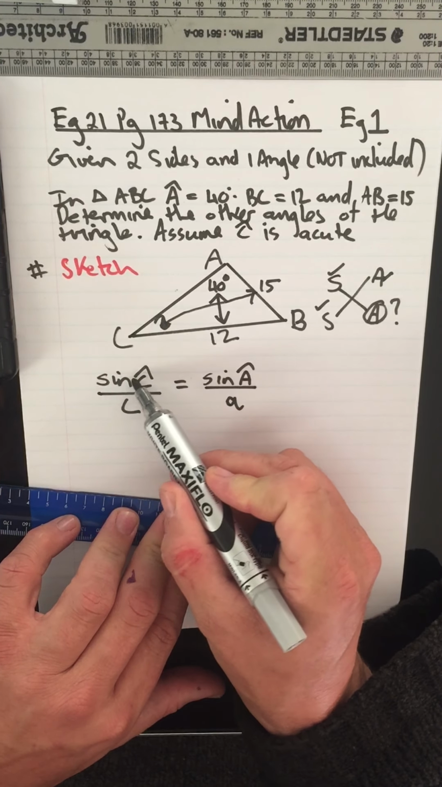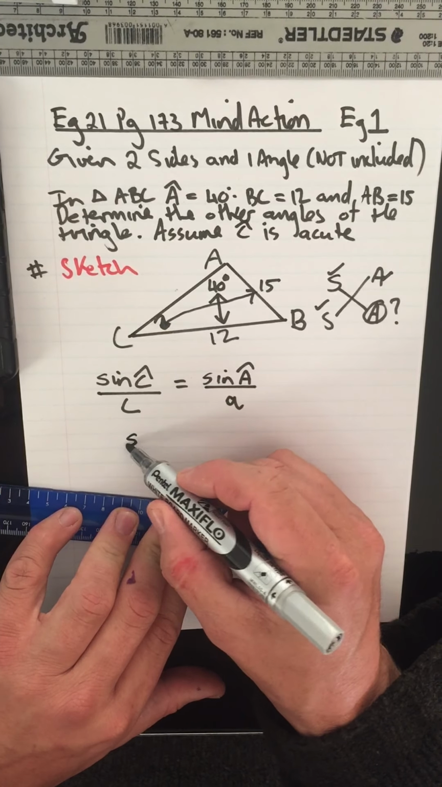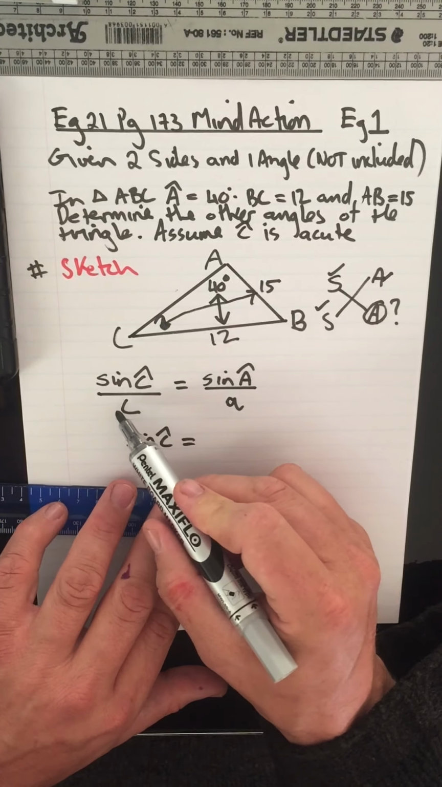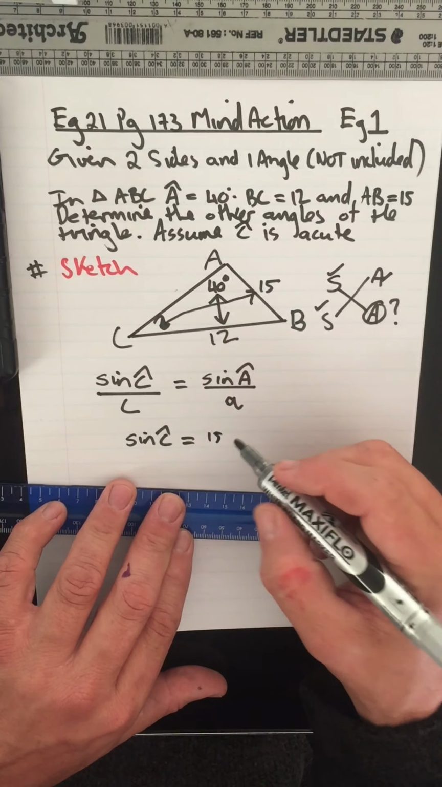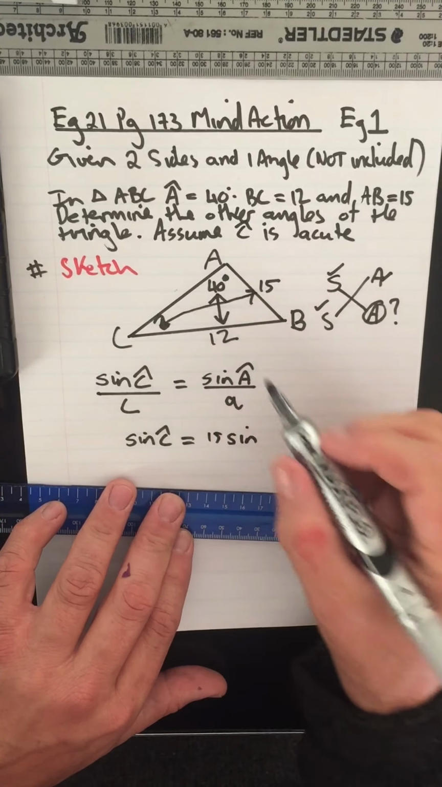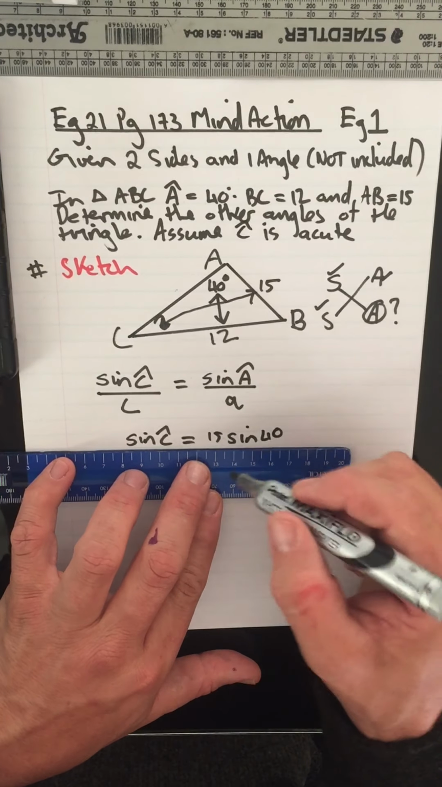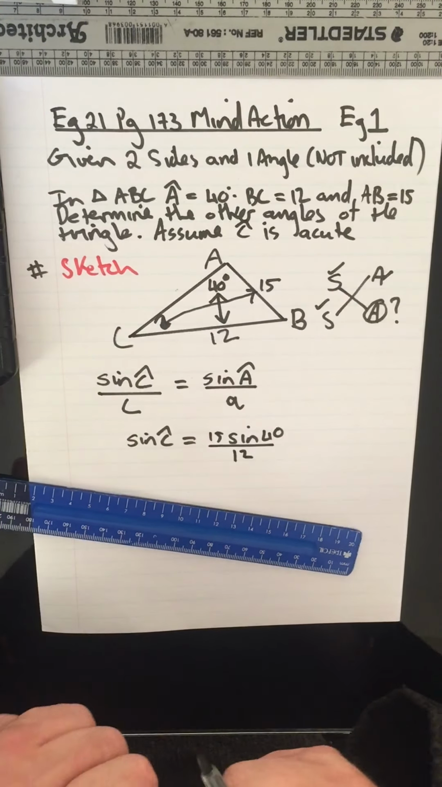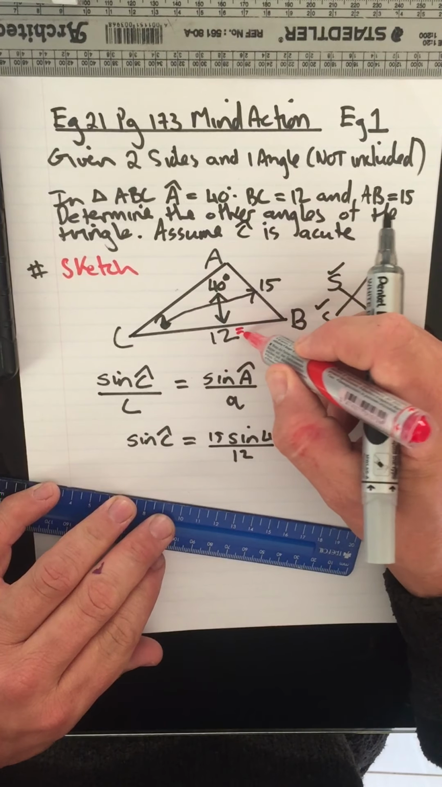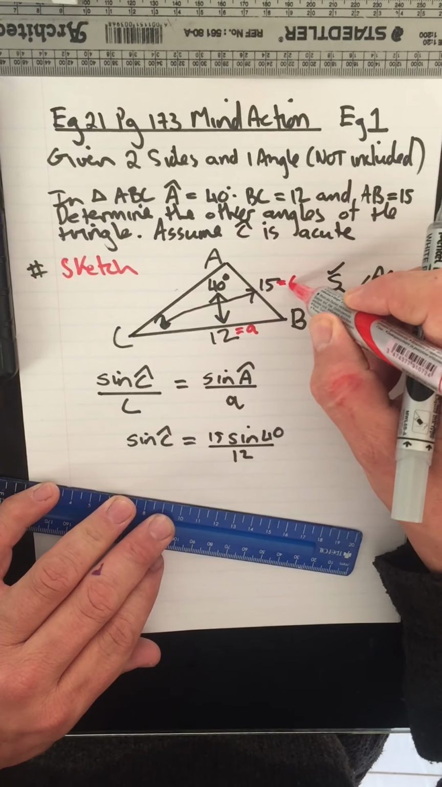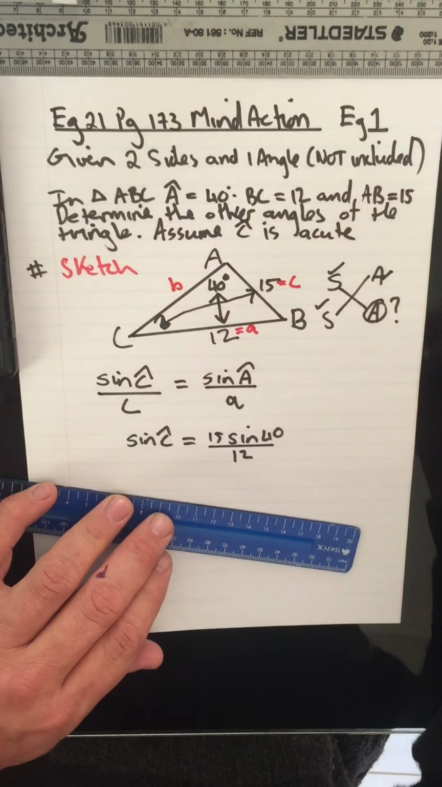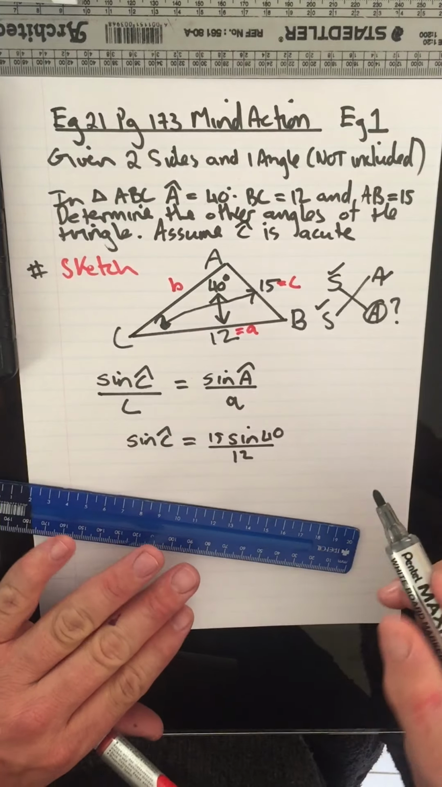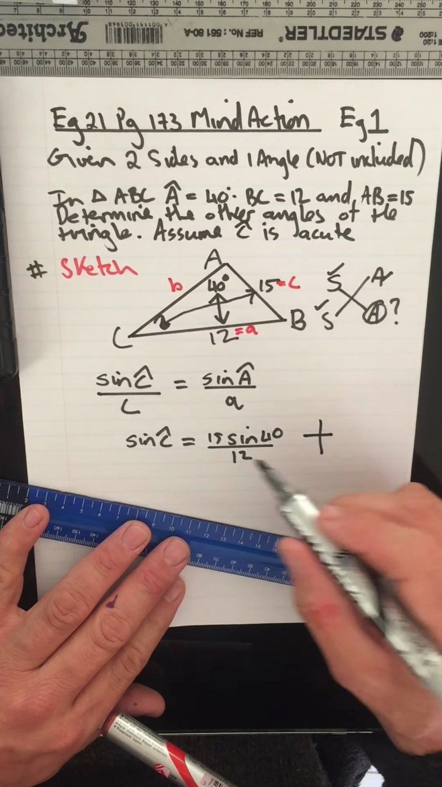And since we're looking for an angle, this is a trig equation. So sine C, let's substitute. We're going to take that to the top. Little c is 15 sine of angle A, which is 40, all over little a, which is 12. And if you want to, students, you can go fill in the little letters.